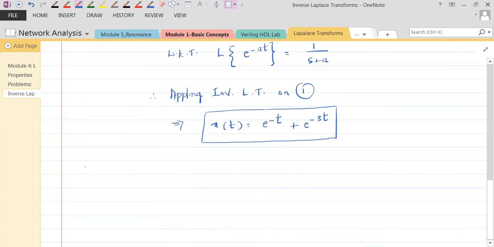Now the second problem, very similar. X of s is given to be s square plus 2s plus 5.